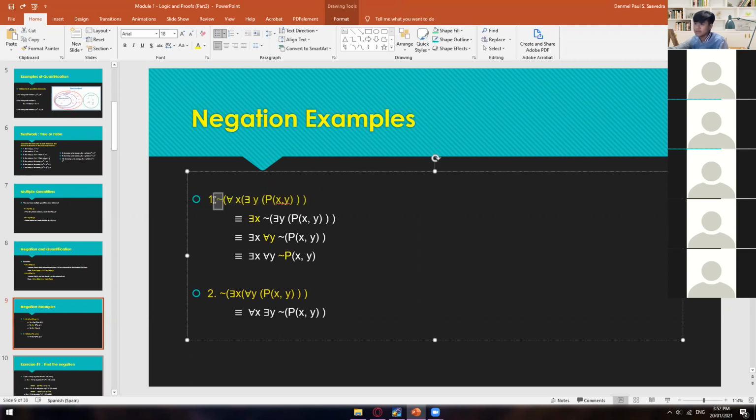Next is, again, of course, distributing this one onto the next statement, making this existential into universal, right? And then the last one is distributing this one onto your p of x and y, making this positive into negated p of x, y. Okay, so now we could say that this one is logically equivalent with this one. We've just simply negated everything.